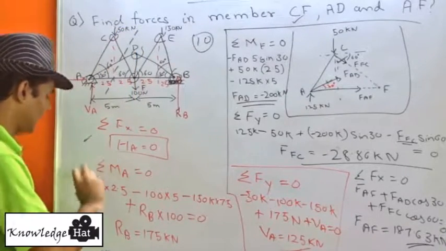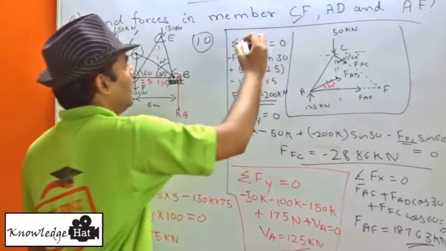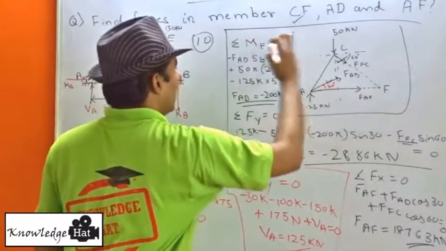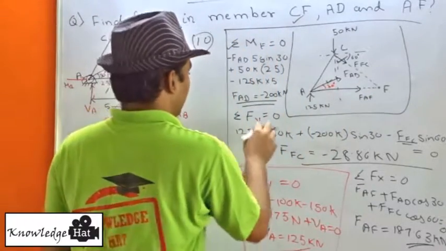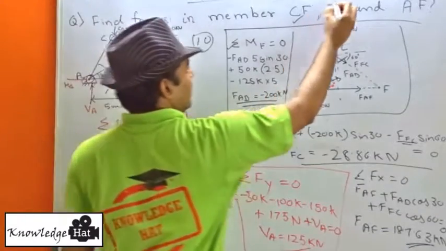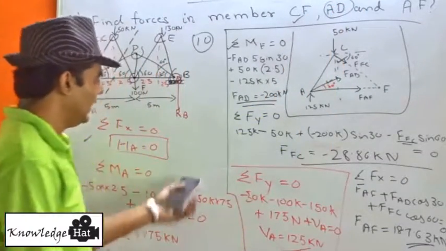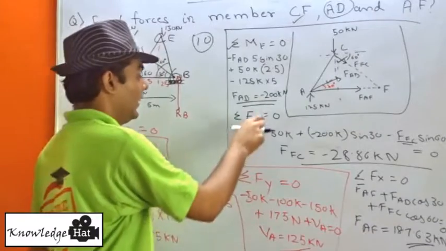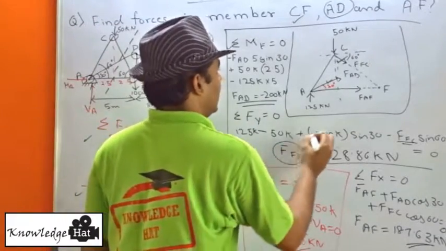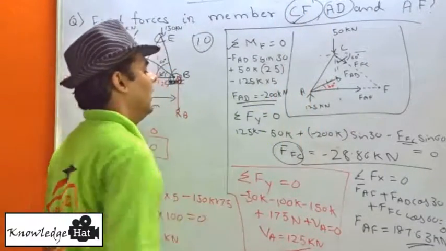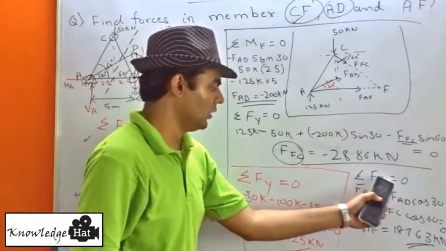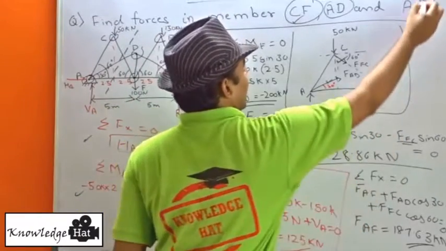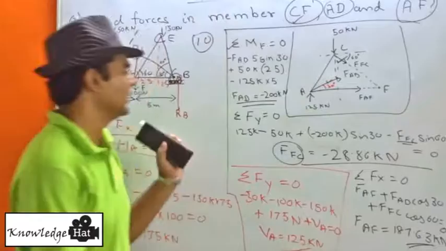First we find the reaction forces, then taking moment about point F, we find the first force, which is FAD, which is this one. Then we take summation of vertical forces, we find FFC, which is this one, and then summation of forces in horizontal direction, and we get FAF, which is this one. So this is the entire sum.